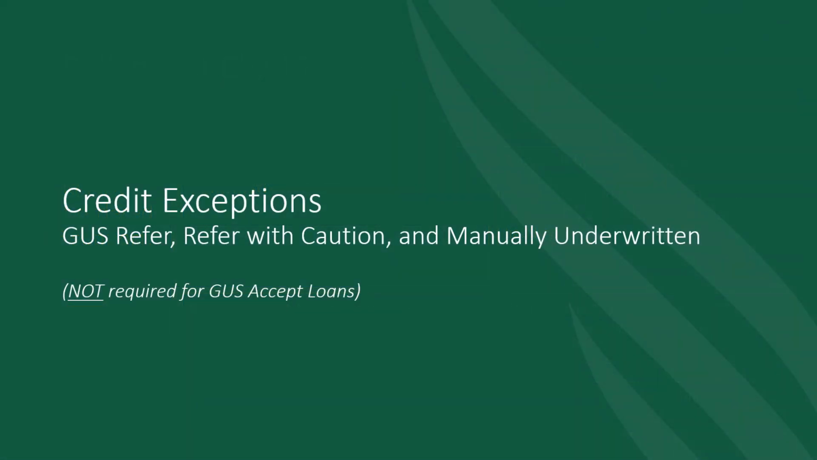Credit exceptions are never required for GUS accept loans, but for others such as those receiving a refer with caution underwriting recommendation, they may be required. So let's take a look at what is required in those situations.